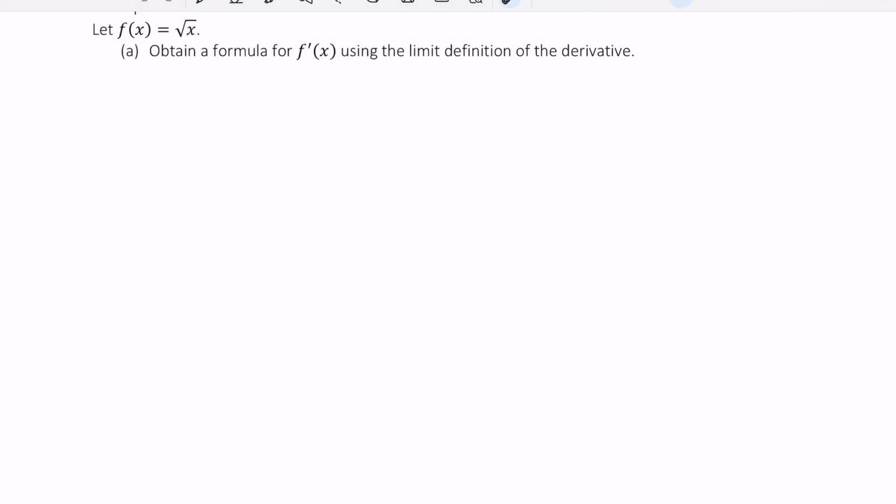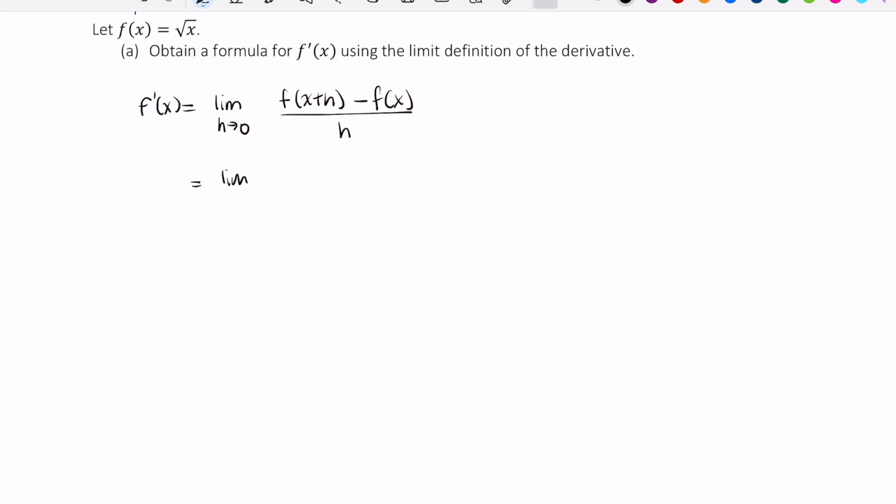Welcome. In this video, we are going to find a formula for the first derivative of this function, that is f of x equals the square root of x, using the limit definition of the derivative. So remember, recall, the derivative can be found by evaluating the limit as h approaches 0 of f of x plus h minus f of x, this entire quantity then divided by h.